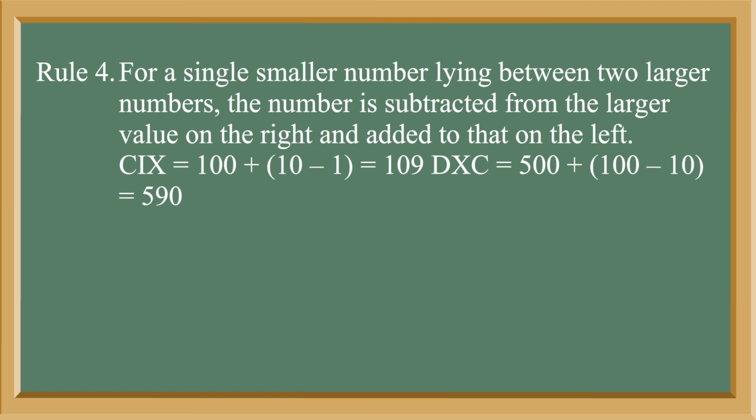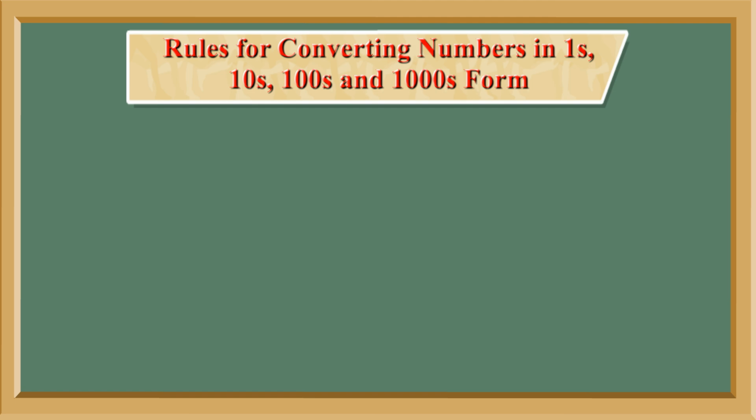Rule 4. For a single smaller number lying between 2 larger numbers, the number is subtracted from the larger value on the right and added to that on the left. CIX is equal to 100 plus 10 minus 1 equal to 109. DXC is equal to 500 plus 100 minus 10 equal to 590. Rules for converting numbers in ones, 10s, 100s and 1000s form.